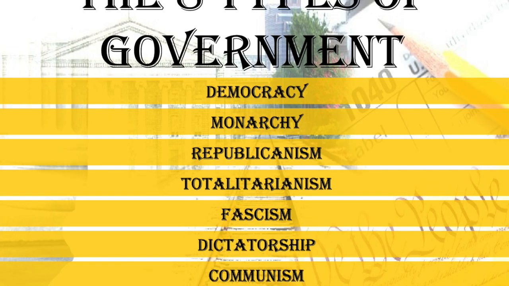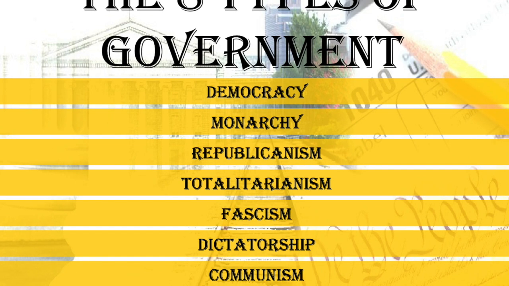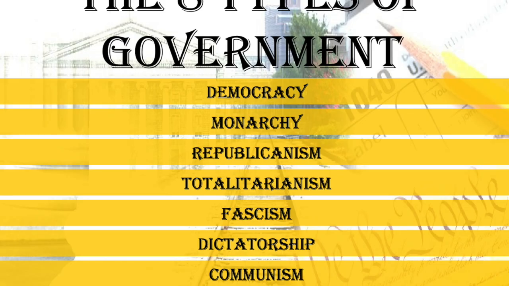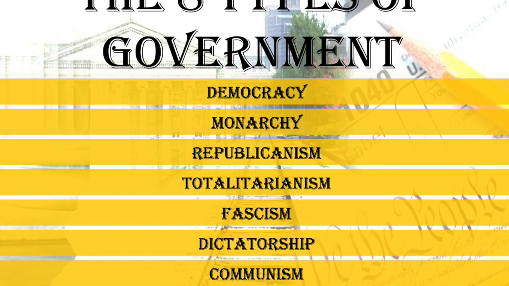And then finally, we have communism. Communism is an economic system in which there is little or no private ownership. Property is held by the community rather than individuals. All economic activity is controlled by the government, including things like what crops are grown, what goods are manufactured, and to whom they are sold and at what price.